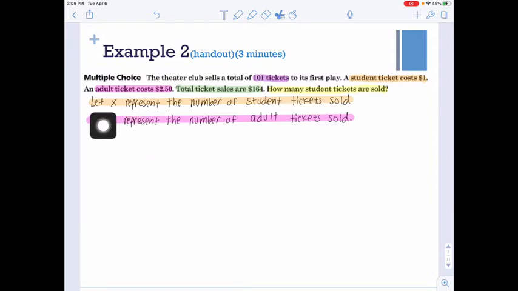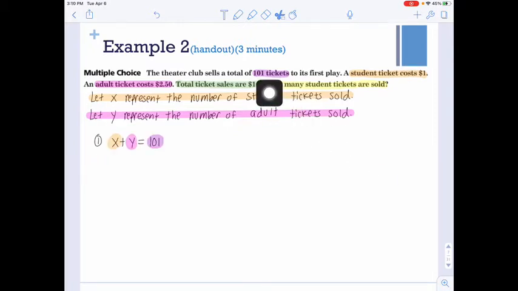We can start by labeling our variables. We will let X represent the number of student tickets sold and Y represent the number of adult tickets sold. Using the fact that there were 101 tickets sold total, we can add the number of student tickets and the number of adult tickets to get the total. So X plus Y should equal 101.